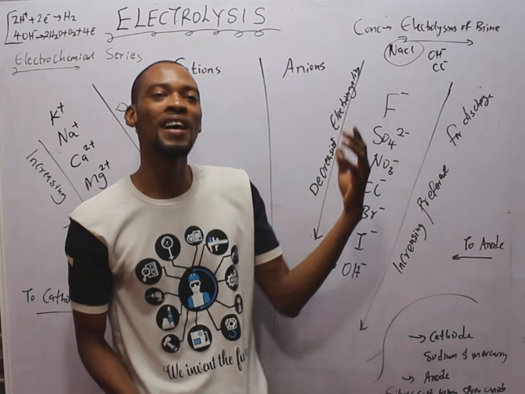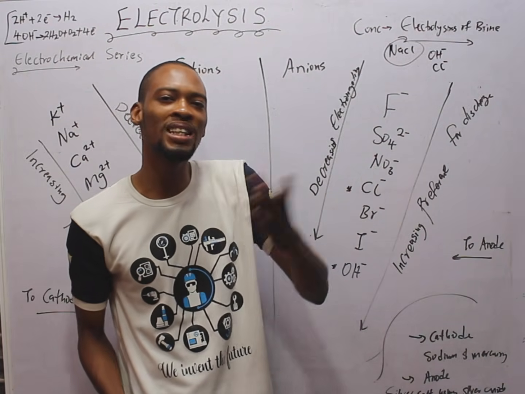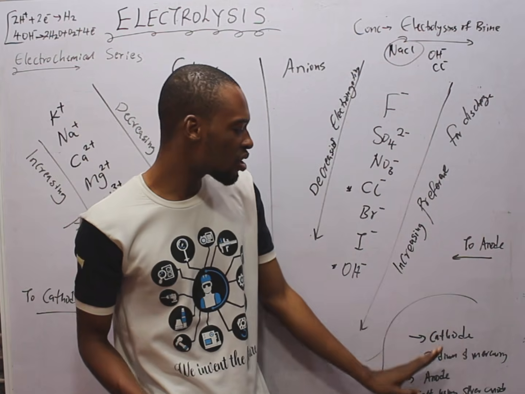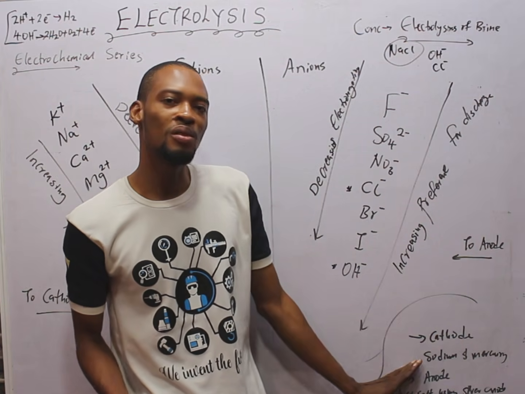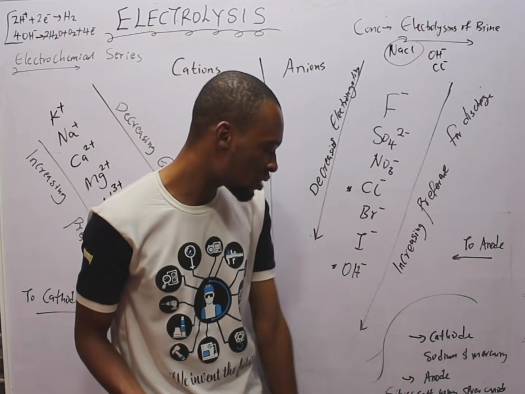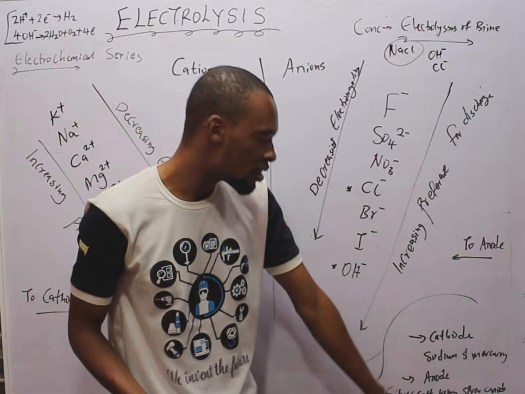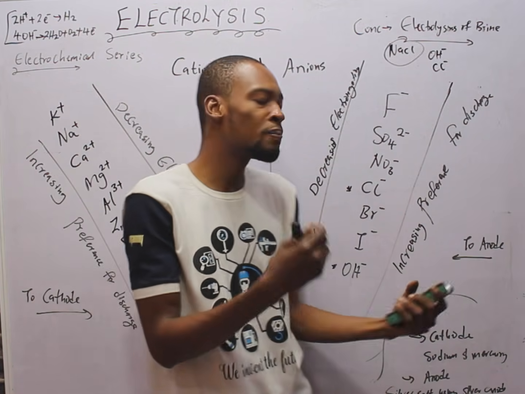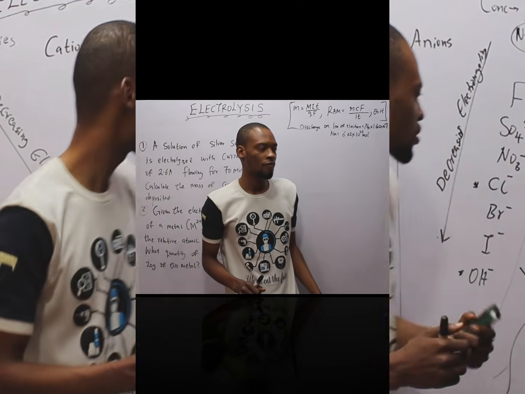When the anodes are made up of ions that are similar to those of the electrolyte, then the nature of the anode plays a role. For example, silver salt using silver anode, or electrolysis of copper using copper anode. So they play one or two roles.